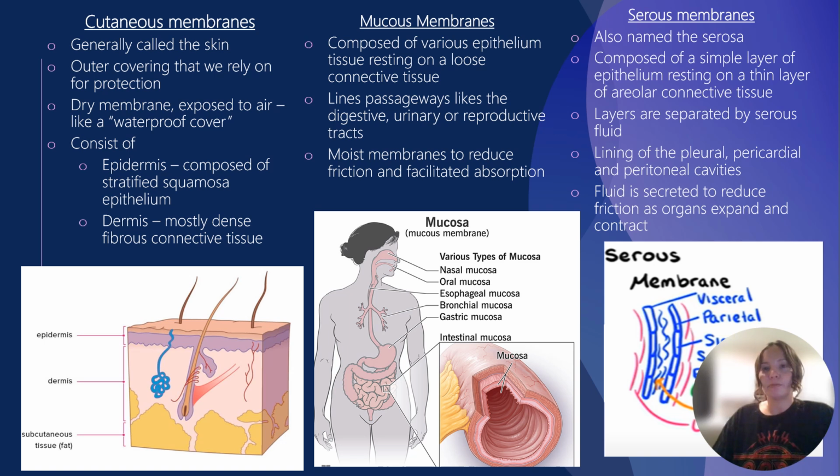The final type of membrane is serous membranes. These are also called the serosa. It's composed of a simple layer of epithelium resting on a thin layer of connective tissue. The layers are separated by serous fluid, lining the pleural cavity, as well as the pericardial cavity and the peritoneal cavity. The fluid is secreted to reduce friction as organs expand and contract.